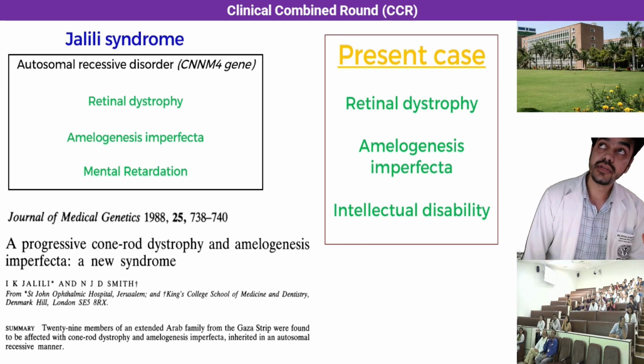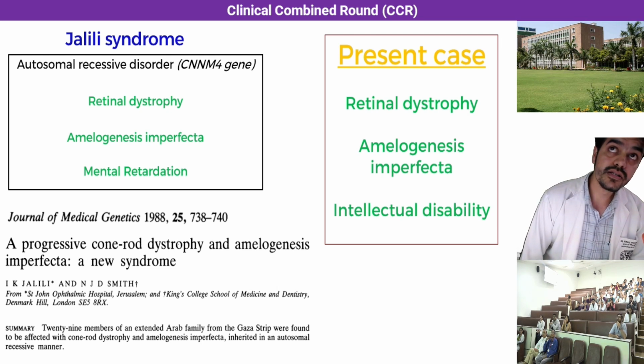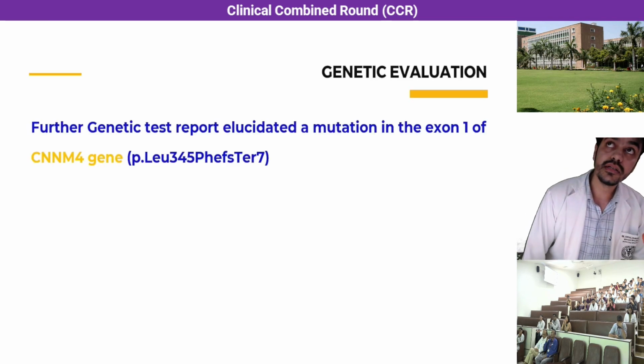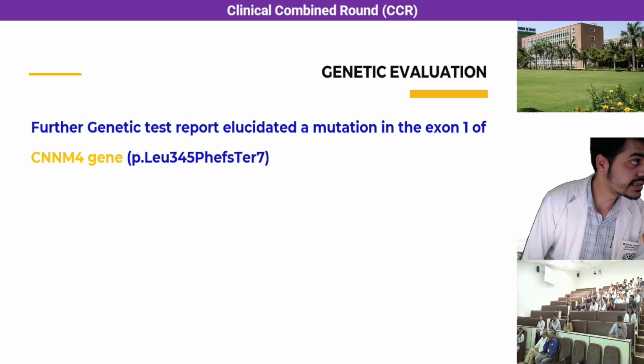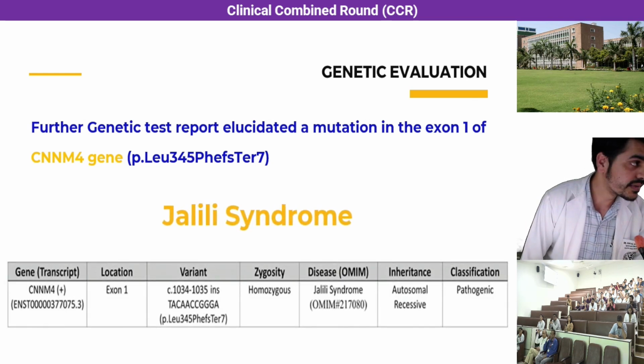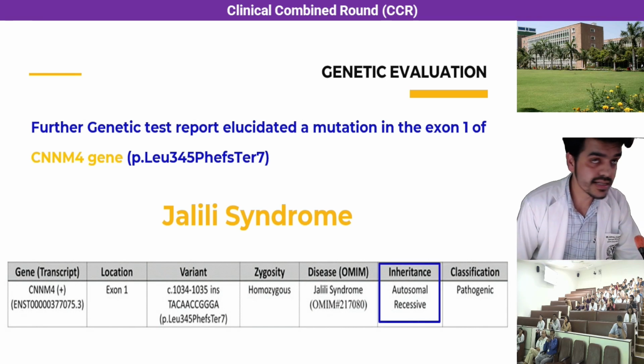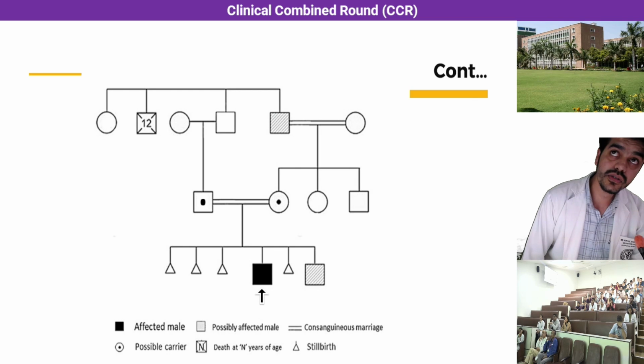The syndrome which was very similar to our case was Jalili syndrome, which is characterized by retinal dystrophy, mental retardation, and amelogenesis imperfecta. So the patient was referred to the genetics department for genetic evaluation. It was found that there was a mutation in the CNNM4 gene, which is a metal cation transporter mediator gene. So the diagnosis was confirmed as Jalili syndrome, and the pattern of inheritance was autosomal recessive.